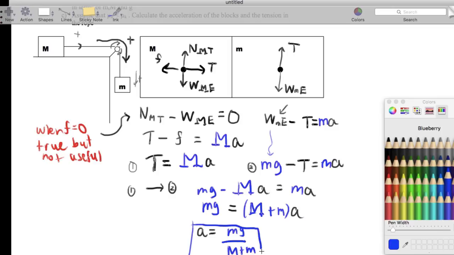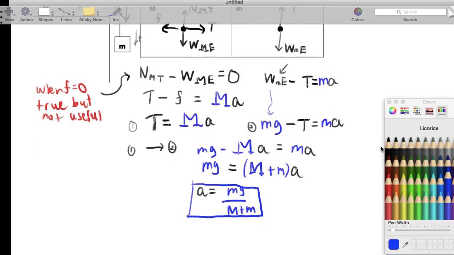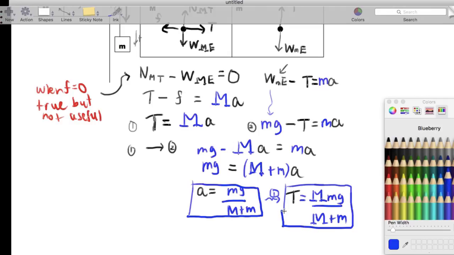So that's the acceleration, and I can go ahead and plug that back into equation 1. And when I do that, I'm going to get that my tension is equal to big M times little m times g over big M plus little m. And that is what my tension works out to be. So that is part A. I'm going to go ahead and solve part B in the next video.